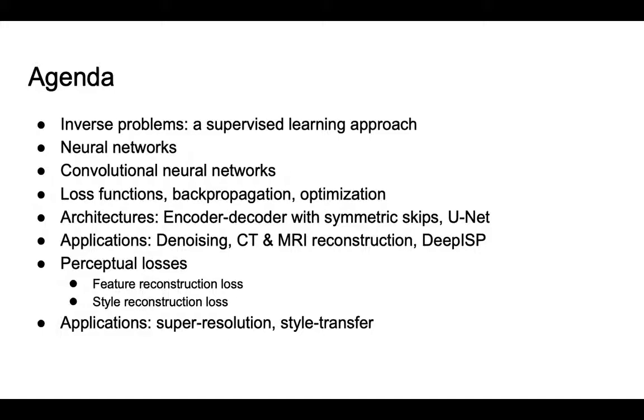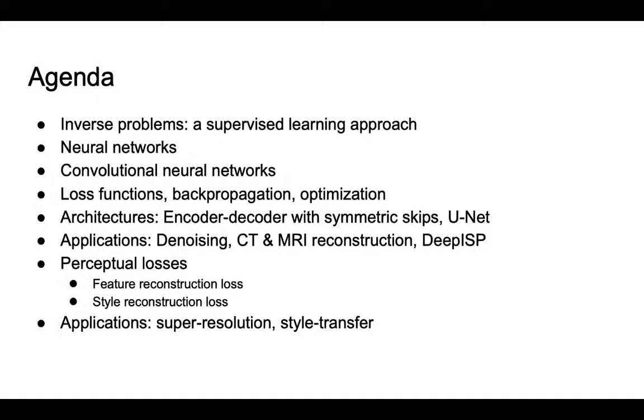And then we'll talk very briefly about what loss functions to use. We're talking mostly in the inverse problem scenario, so we don't touch classification at all today. So what loss functions to use, and how do you do optimization, backpropagation, and that. And then we'll discuss one or two architectures which are commonly used in the literature. Then we'll see some applications on denoising and CT and MRI reconstruction and deep ISP. I'll go into it.